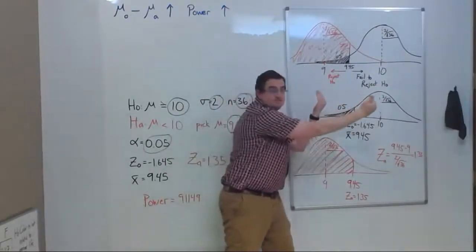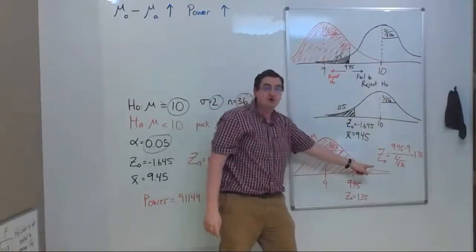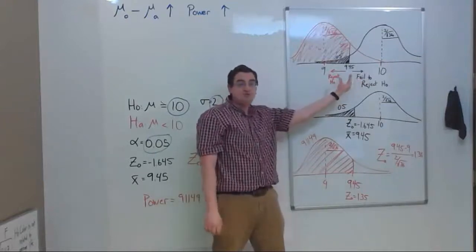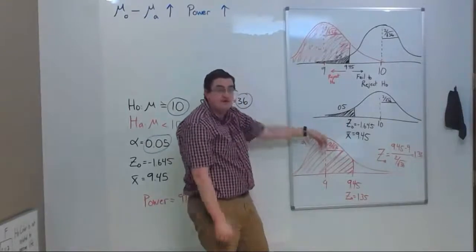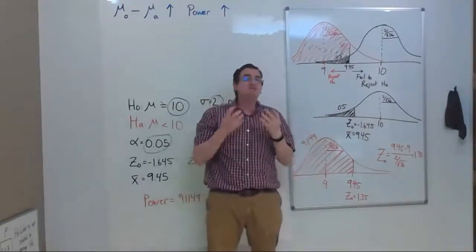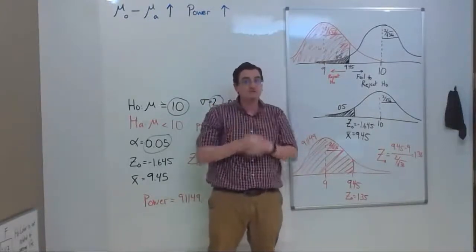If I spread the black and red curves further apart, this line is going to shift down along with the black curve and give us more area. If I squish them closer together, this line is going to move in on the red area as the black curve moves with it, and you would have less power, less ability to tell that the null is a lie because the truth was so close to the null.